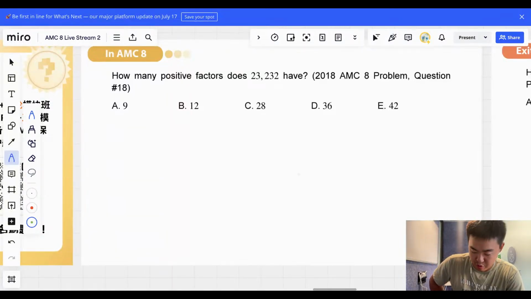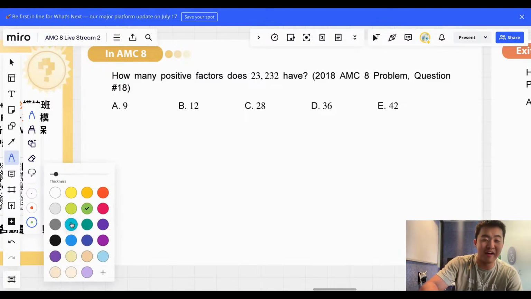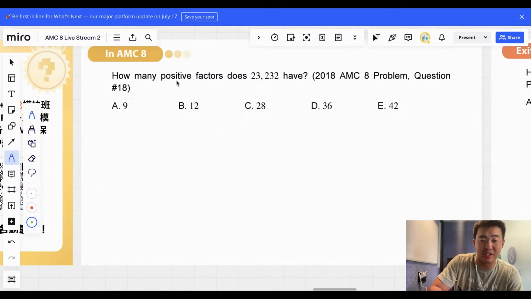So the recording is up. You can always review my lecture on the YouTube channel. Good. So for this question, positive factors. What word are we seeing? Factors, right? So we are going to do prime factorization first, as always.